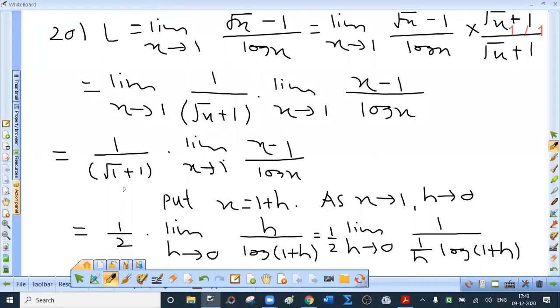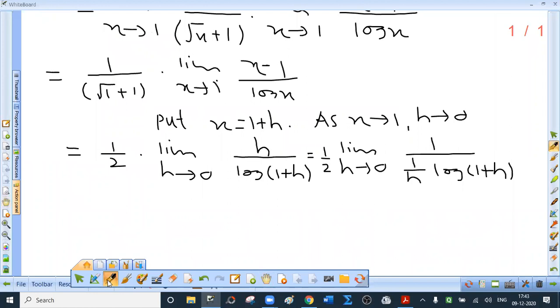So this is 1 upon 2 because this is root 1 plus 1. So 1 upon 2. Now put x equal to 1 plus h. As x tends to 1, h will tend to 0. So limit h tends to 0, h upon log of (1 plus h). Divide numerator and denominator by h. So 1 upon (1 upon h) log of (1 plus h).